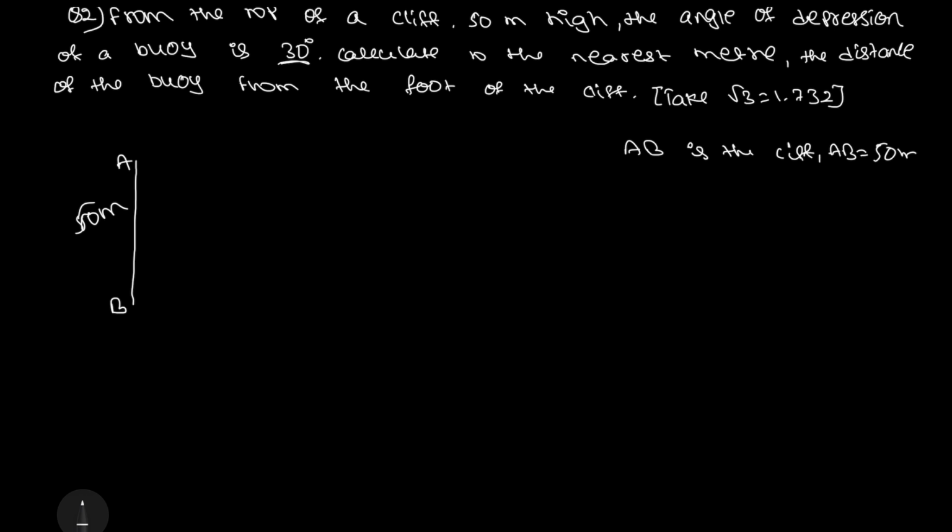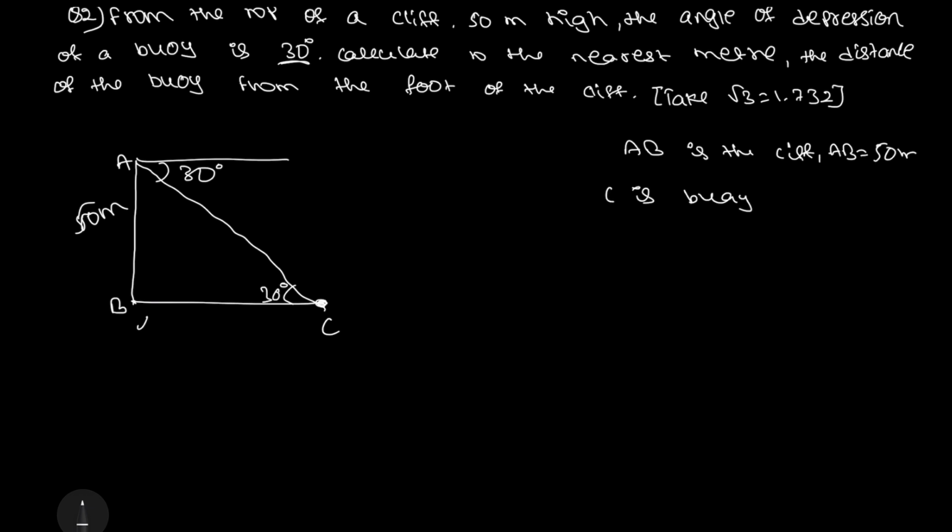And here we have an angle of depression of a buoy. So the angle of depression will be like this. We know the angle of depression and angle of elevation will be equal in these cases. So here the angle of depression will be equal to 30 degrees. Let this be our point C. We don't know this distance. Let this be A meters. So BC is equal to A meters.